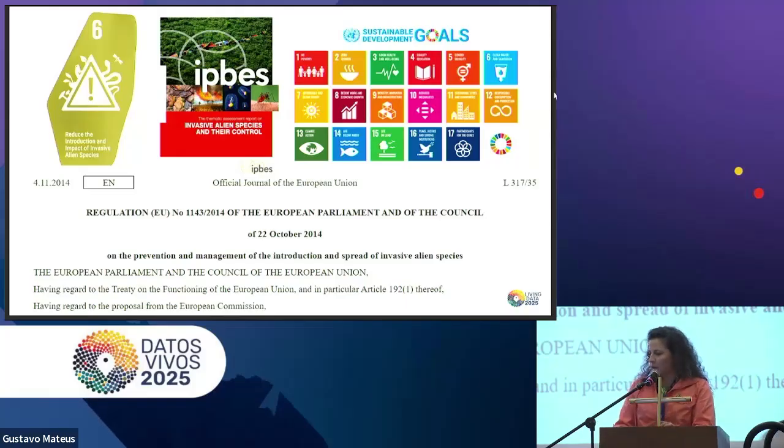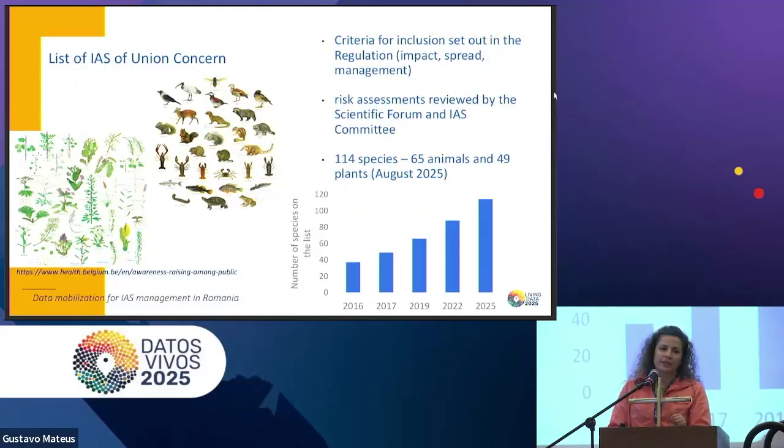In Europe, we are aligned with the global initiatives that were also mentioned before, like Target 6 of the Global Biodiversity Framework, or the Sustainable Development Goals of the United Nations. Specifically, in the European Union, we have a regulation that has been around for 10 years or so, of the European Parliament and of the Council, which is focused on the prevention and management of the introduction and spread of invasive alien species. At the core of this regulation, there's a list, the so-called list of invasive alien species of union concern.